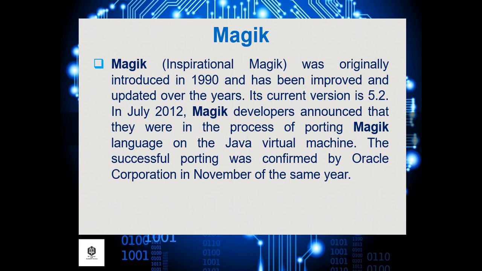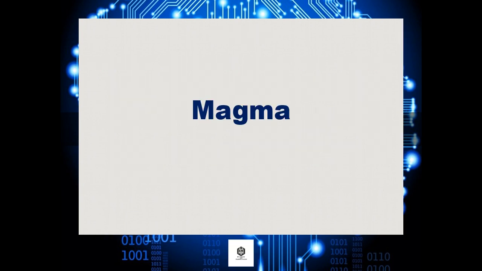Magic or inspirational magic was originally introduced in 1990 and has been improved and updated over the years. Its current version is 5.2. In July 2012, magic developers announced that they were in the process of porting magic language on the Java virtual machine. The successful porting was confirmed by Oracle Corporation in November of the same year.